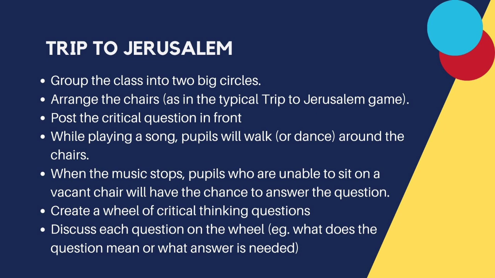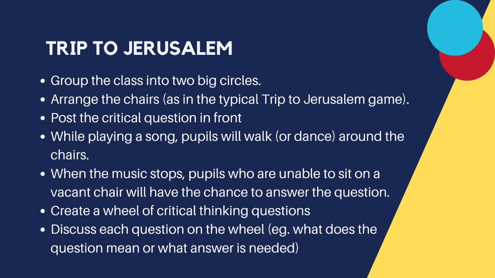Next, we have the trip to Jerusalem. Group the class into 2 big circles. Arrange the chairs as in the typical trip to Jerusalem game. Pose the critical question in front. While playing a song, pupils will walk or dance around the chairs. When the music stops, pupils who are unable to sit in a vacant chair will have the chance to answer the question.